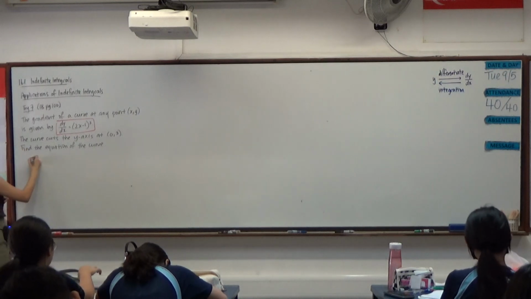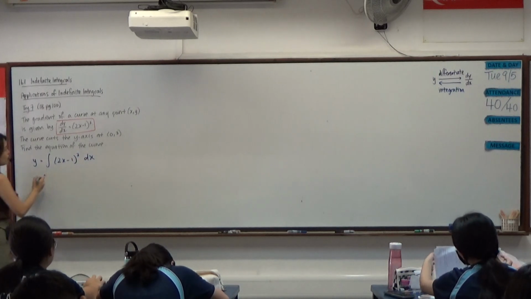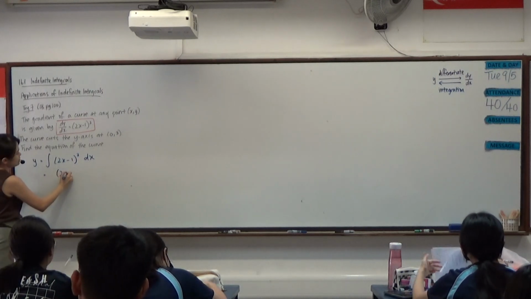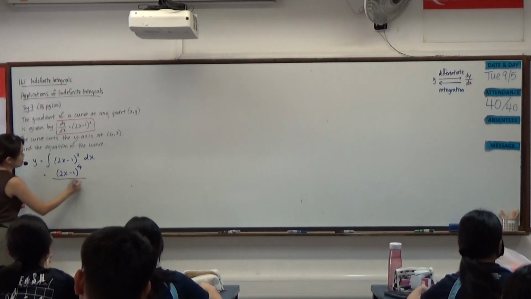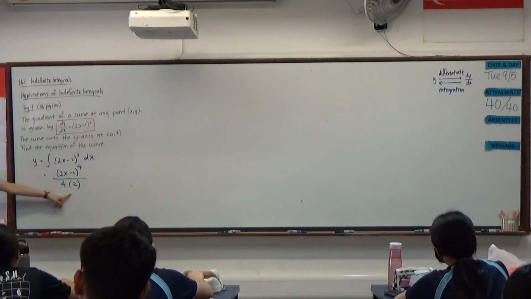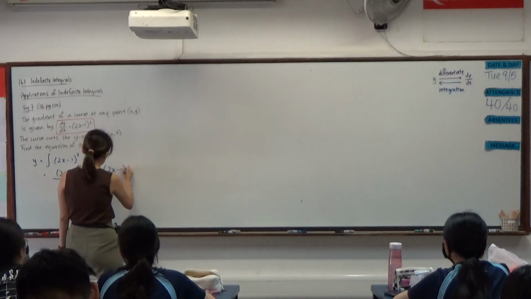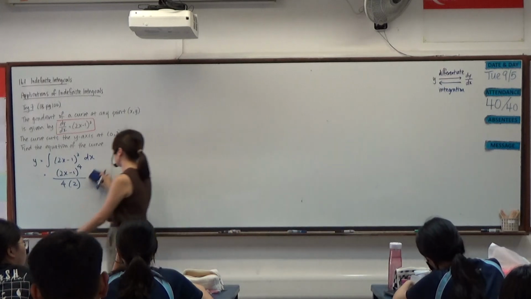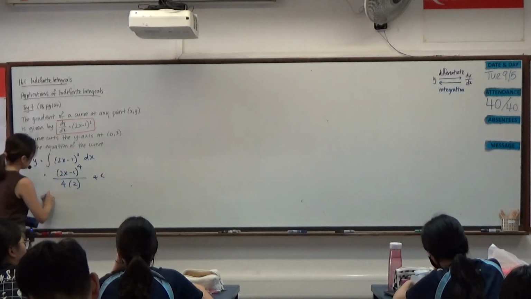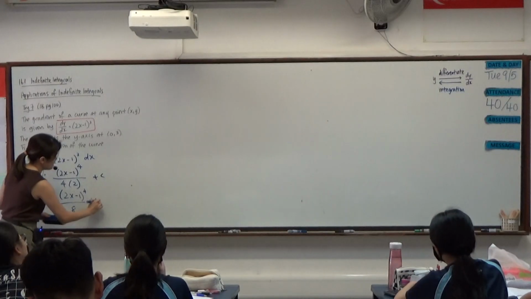So if we were to integrate your (2x minus 1) cubed, based on what we know so far, we will keep the (2x minus 1), but we change the power to a 4, and then we divide by 4 and multiply by 2. So this means that we are getting (2x minus 1)... oops, we have forgotten something. We've got a plus c. So we are going to be getting (2x minus 1) to the power of 4 over 8 plus c.